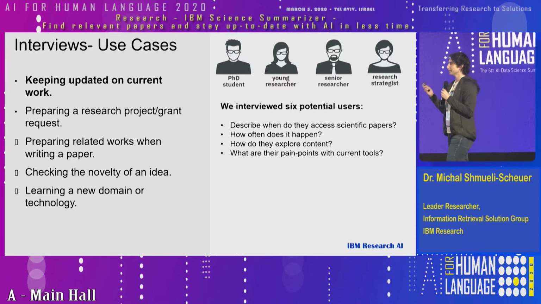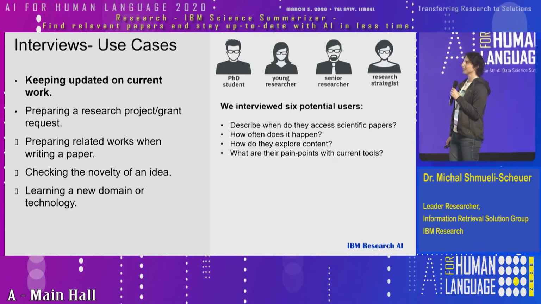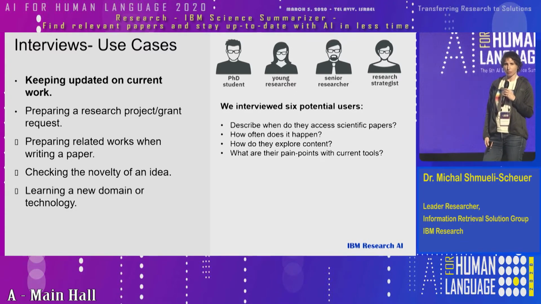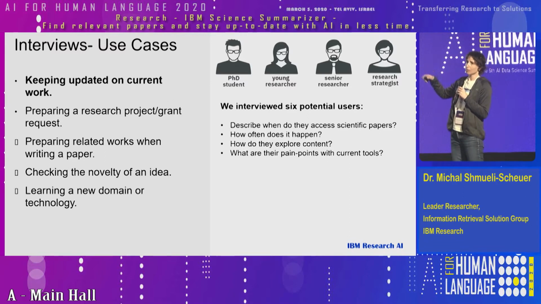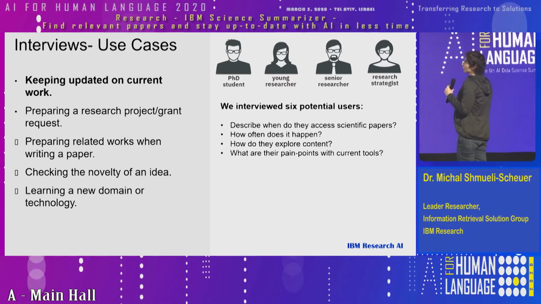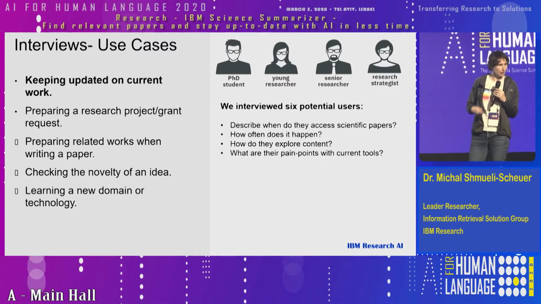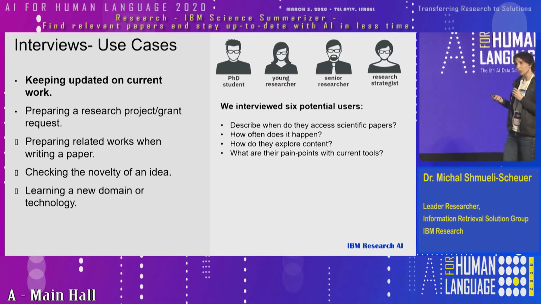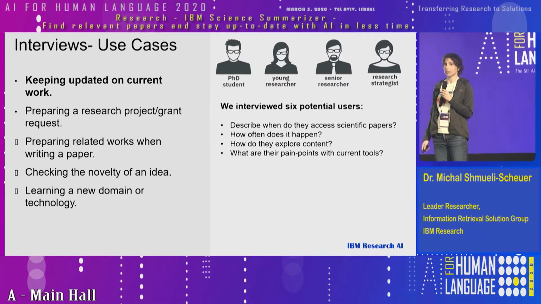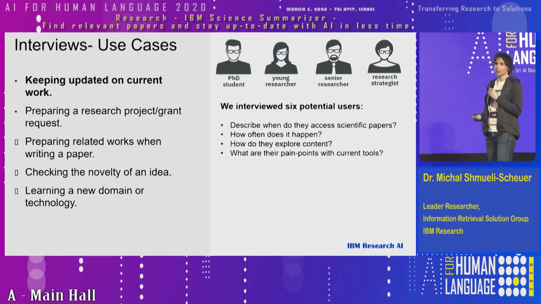So on the left side, you see the list of the topics and use cases that came out from the interviews, and they are sorted by their commonality. The first one was the most popular one: keeping updated on current work. Then we see people need to prepare research grants, they need to prepare related work if they are going to submit their own paper. They want to look for whether their idea is new or not, if they want to submit, for example, a patent, or just in general, they want to study a new domain or algorithm.